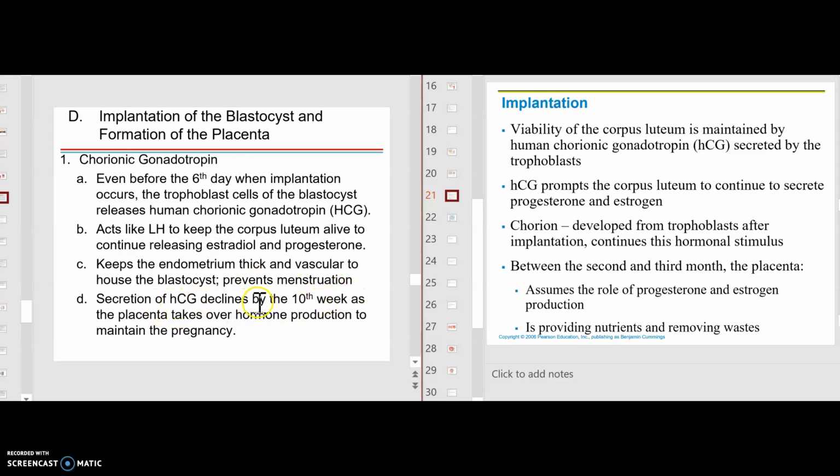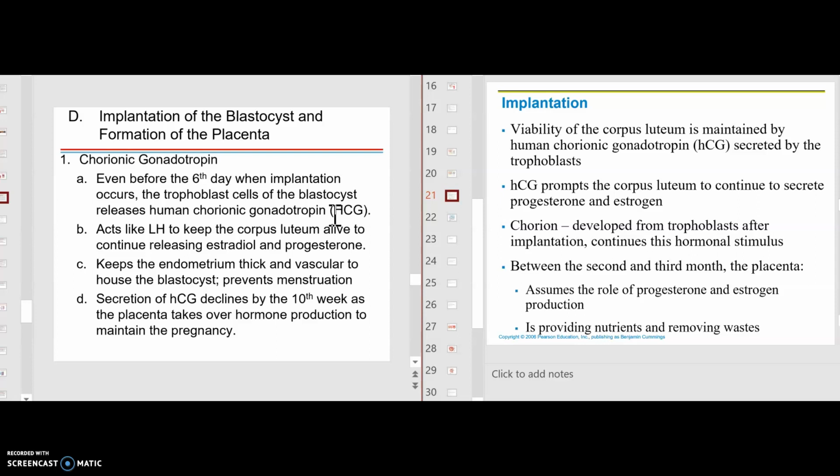Secretion of HCG declines about the 10th week, but by that time the placenta has developed, and the placenta is going to take over the job of secreting estrogen and progesterone. So no longer will you need the corpus luteum to secrete the estrogen and progesterone because the placenta would have formed. So this corpus luteum and this HCG is just temporary until the placenta develops.